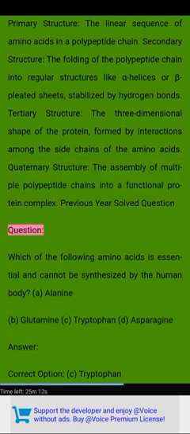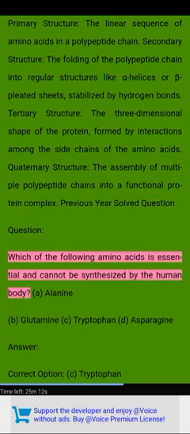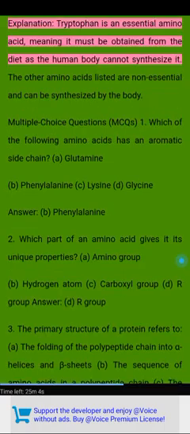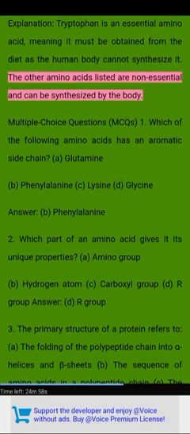Previous year solved question. Question: Which of the following amino acids is essential and cannot be synthesized by the human body? A. Alanine. B. Glutamine. C. Tryptophan. D. Asparagine. Answer. Correct option, C. Tryptophan. Explanation. Tryptophan is an essential amino acid, meaning it must be obtained from the diet as the human body cannot synthesize it. The other amino acids listed are non-essential and can be synthesized by the body.